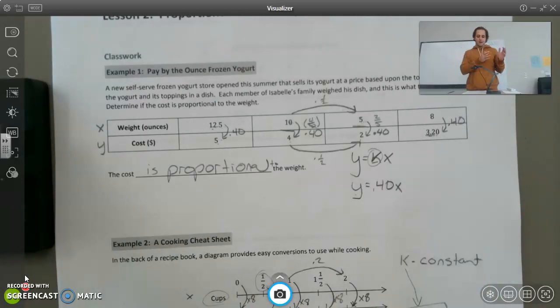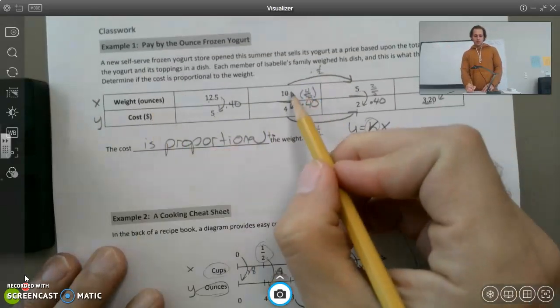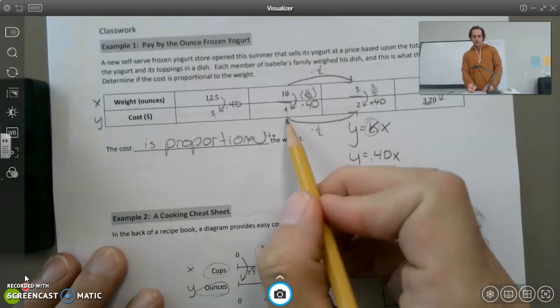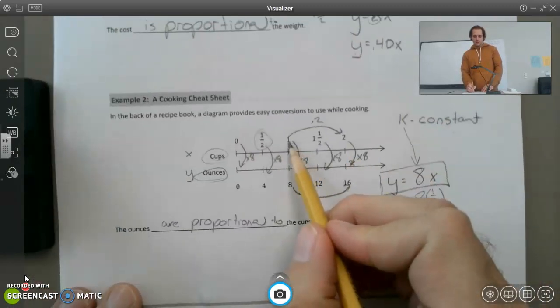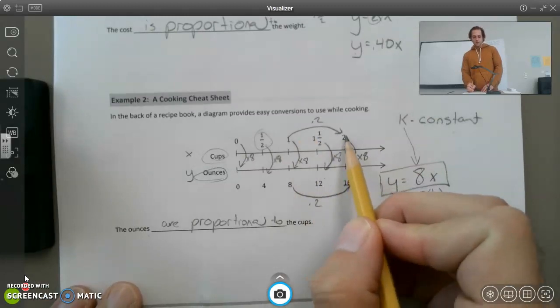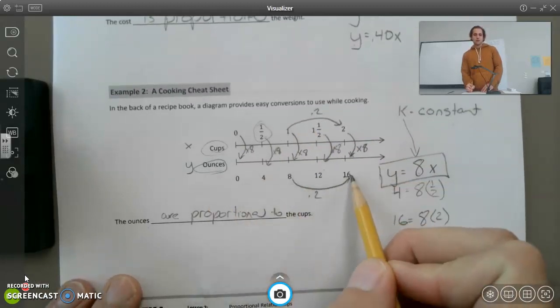So as X increases by a multiple of 2 or 3, Y is going to increase by a multiple of 2 or 3, whatever those variables represent. In this case, it's weight. So as weight goes down by 1/2, cost goes down by 1/2. As the number of cups increases times 2, the number of ounces increases times 2.